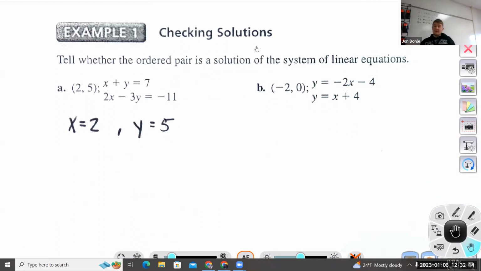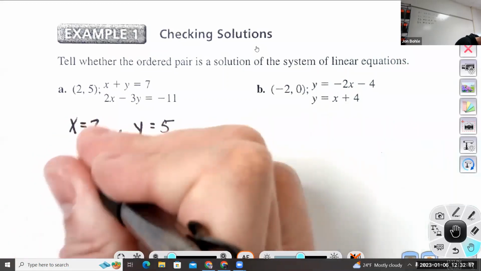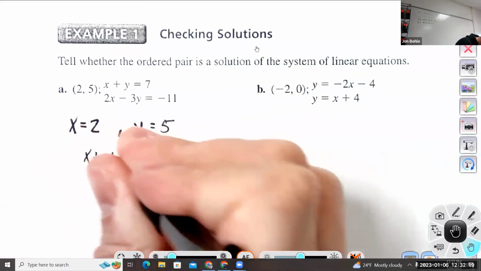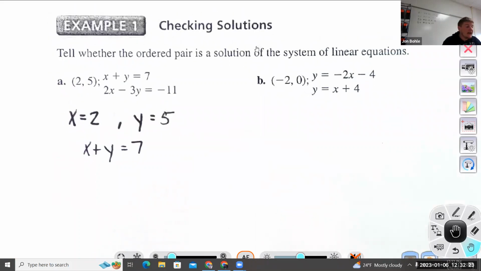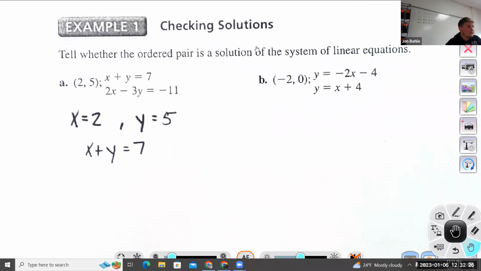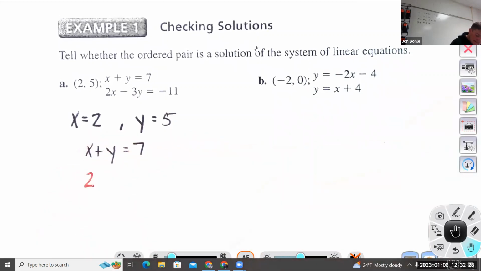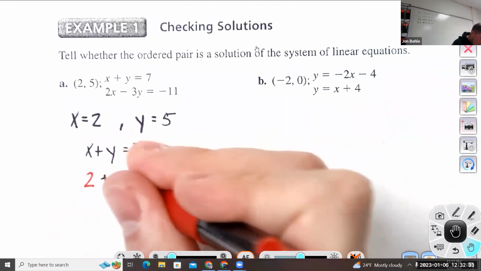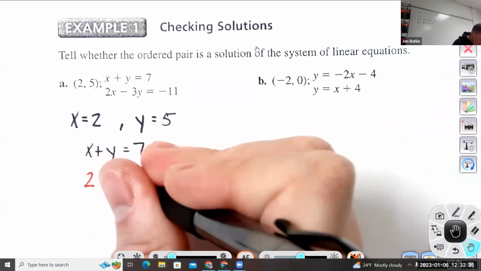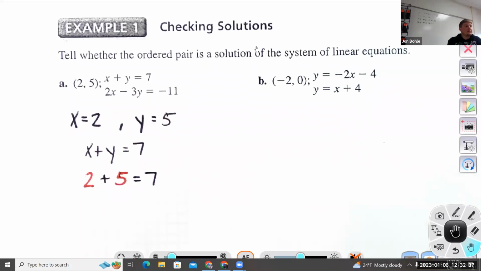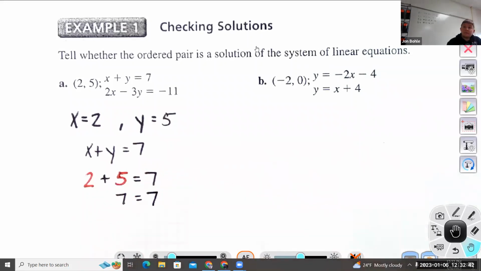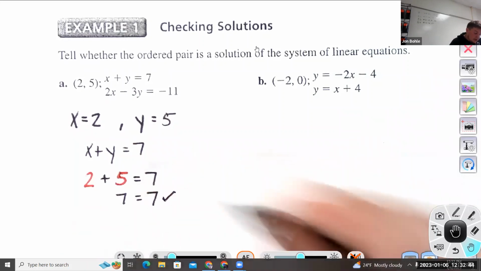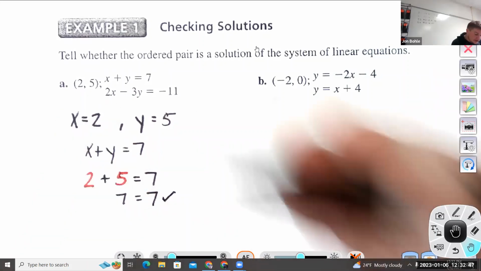So now I'm going to take that top equation and I'm going to check if it balances out. Instead of X, what number can I write? 2. This is plugging it in. Plus Y, but what's Y? 2 plus 5 is? Did it balance out? Yes, it did. So this is a solution. So the ordered pair 2, 5 is a solution to the top one.